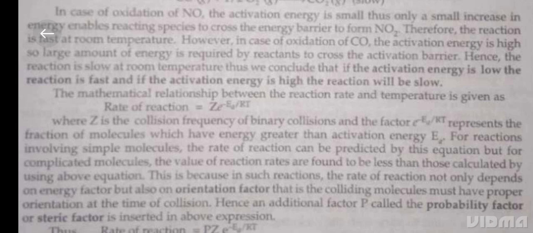However, in case of oxidation of CO, the activation energy is high, so a large amount of energy is required by reactants to cross the activation barrier. Hence, the reaction is slow at room temperature. Thus, we conclude that if the activation energy is low, the reaction is fast, and if the activation energy is high, the reaction will be slow.